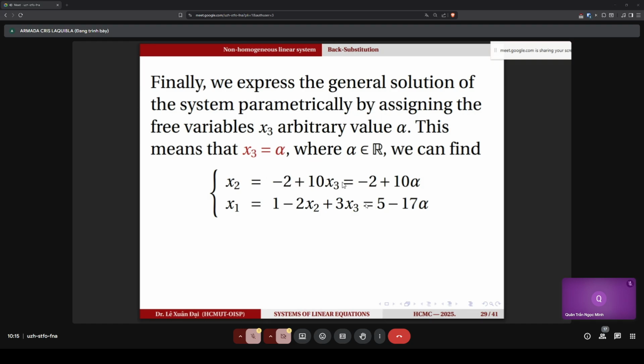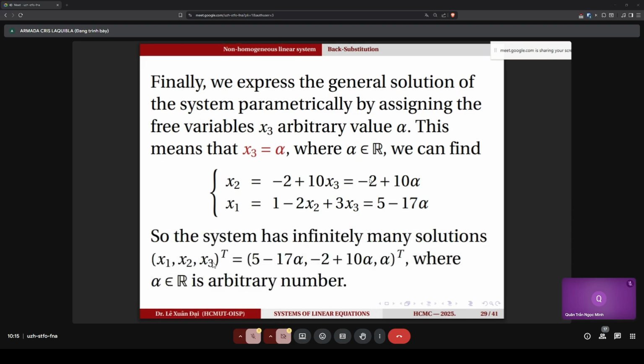Negative 2 plus 10 alpha, it's here, negative 2 plus 10 alpha. Now you substitute this in your x2 here to get the x1, and your x3 here is alpha. Then solve this one. The answer is 5 minus 17 alpha. You have their three values already now. So the solution is this one. The system has infinitely many solutions: 5 minus 15 alpha, then negative 2 plus 10 alpha, and then your x sub 3 is alpha.